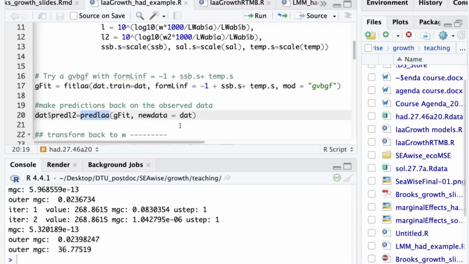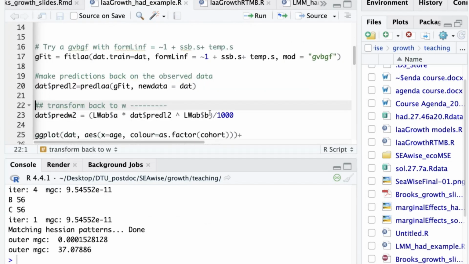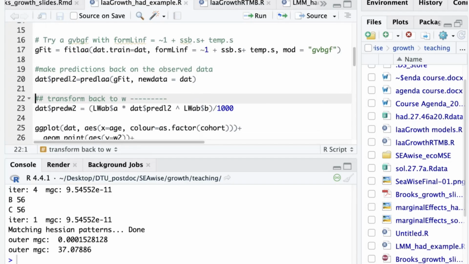Then I have this predict function, predLAA, and it takes your fitted model, that's the gfit, as I call it, and then new data that you want to make predictions on. Here it's just our observed data because I'm not getting into forecasting yet. This is just predicting back where we have the observed predictor variables and they're all available. So we make our predictions for the next weight. This is using the observed current weights, so of course it's going to be very accurate.